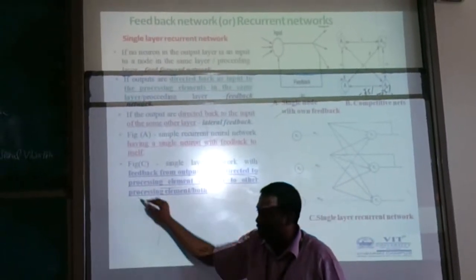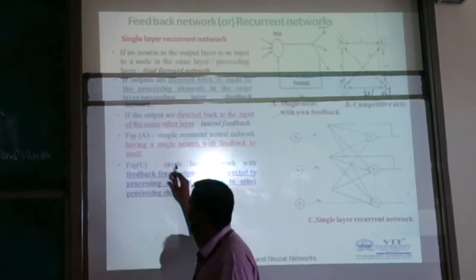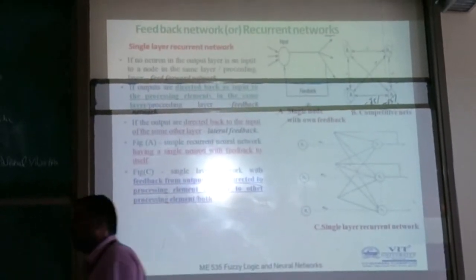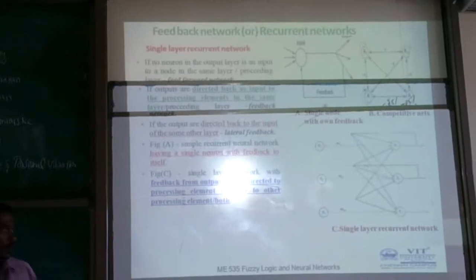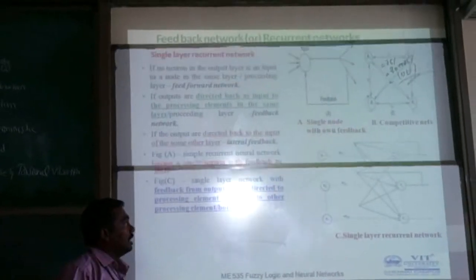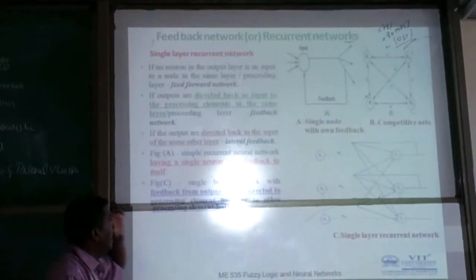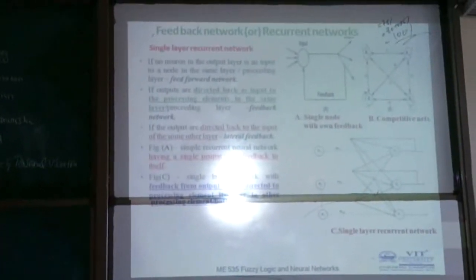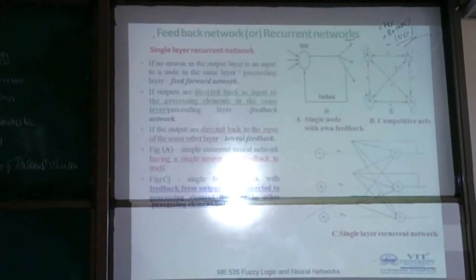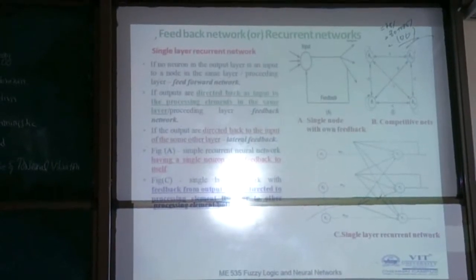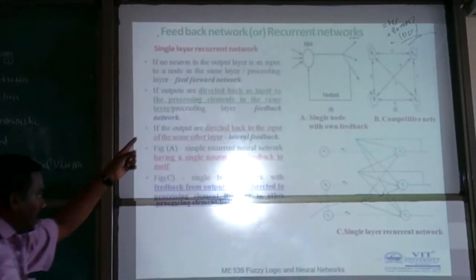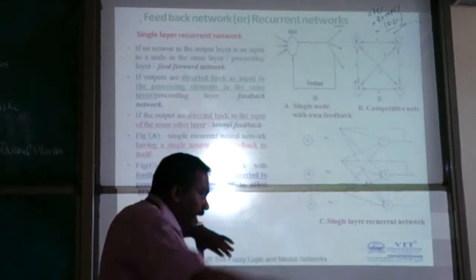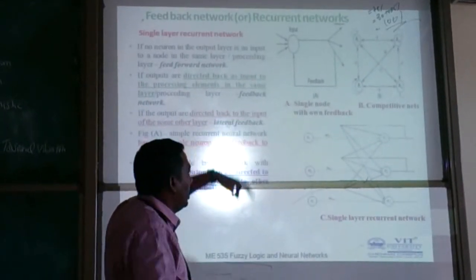That is called figure A and C. Figure C indicates only the corresponding elements. Figure B indicates the feedback is forwarded to all the processing elements, to all the neurons. When no neuron in the output layer is input to a node in the same layer, the processing is called feed forward. That means the output does not match the target, so the output is again taken to the input layer to readjust the weights.